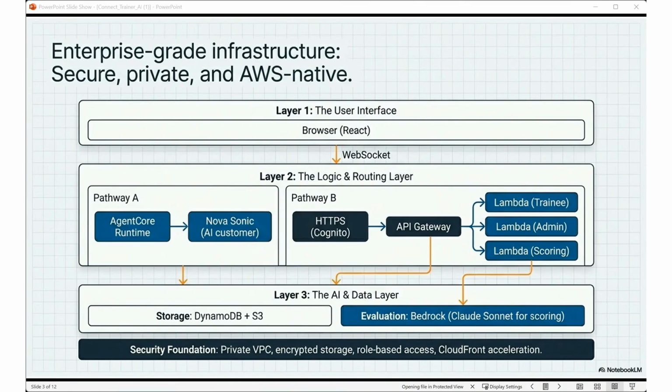The primary use case would be the agent core app using Nova Sonic, pretending to be the AI customer, that calls the agent. Path B is the actual trainee, admin console, scoring, and so on and so forth. Layer three, which is the data layer and the AI layer, stores the data, stores the scoring, and also acts as evaluator. It's Claude Sonnet based scoring, and this can be customized as well.